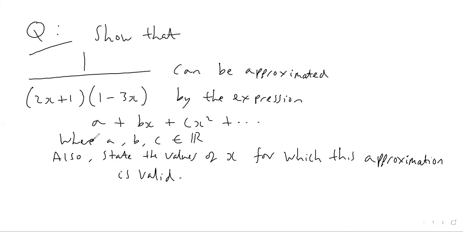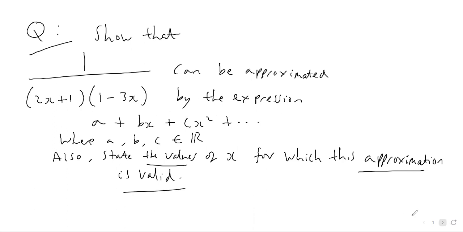Also, there's a second part of this question as well. We've got to state the values of x for which this approximation is going to be valid. So we want to approximate this fraction for certain values of x in this form, a plus bx plus cx squared, and we want to state the values of x for which this is valid.